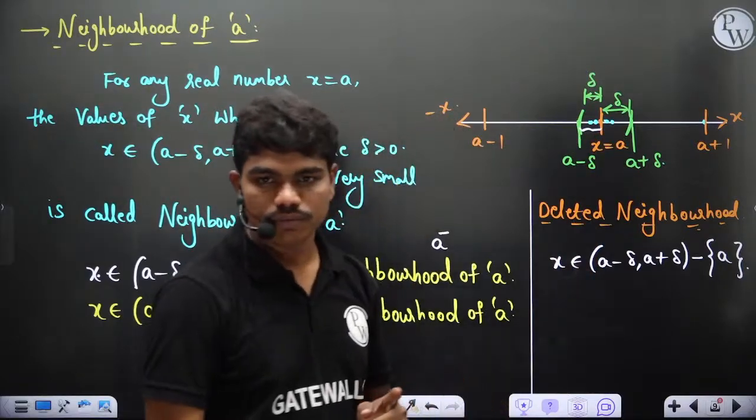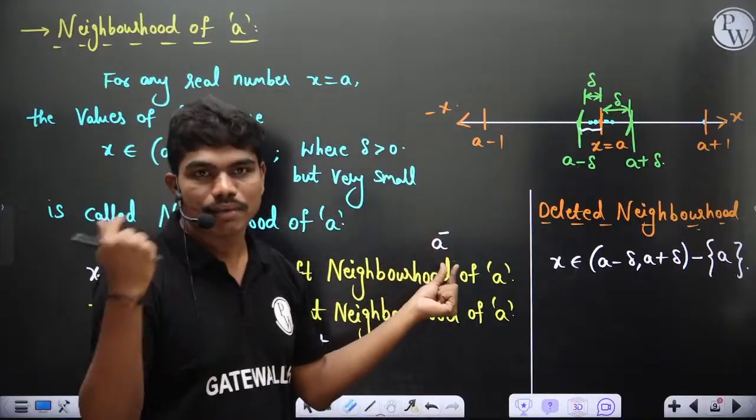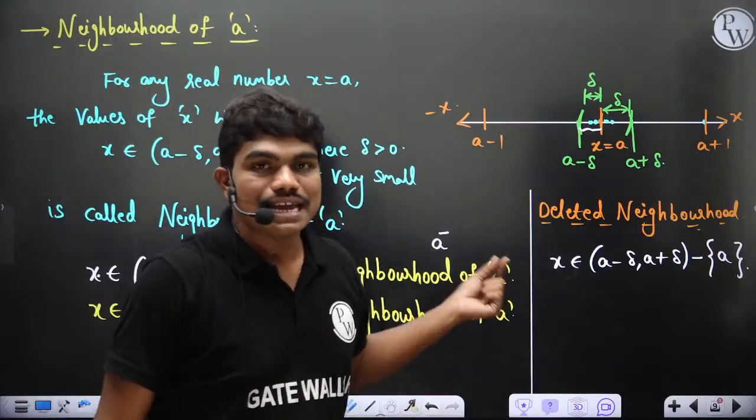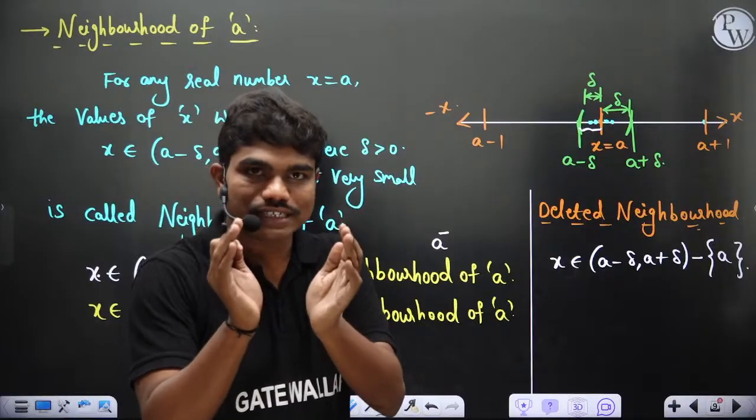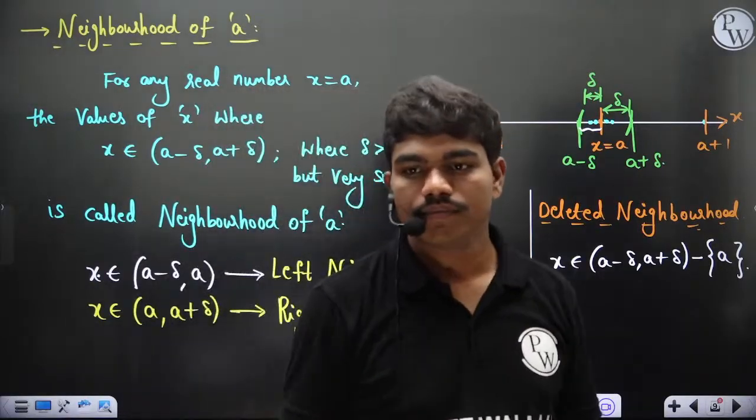Clear to all of you? Can you all understand the difference between this a minus and minus a? Minus a could be somewhere far away, which is not at all in the neighborhood, but a minus is that set of real numbers which are slightly less than a but very close to a. Clear to all of you?